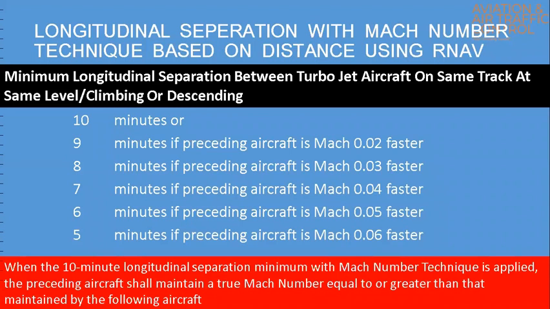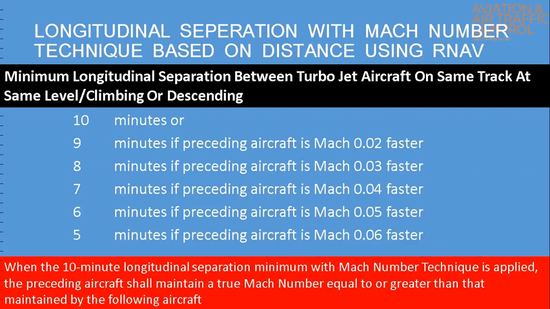Now, longitudinal separation with Mach number technique based on distance using area navigation. The minimum longitudinal separation between turbojet aircraft on the same track at the same level, or aircraft that are climbing or descending, is 10 minutes. And while we are applying 10-minute separation, the preceding aircraft has to maintain a true Mach number equal to or greater than what is being maintained by the following aircraft. So we have already discussed that 10-minute separation is required and the preceding aircraft will maintain a higher Mach number than the succeeding aircraft.